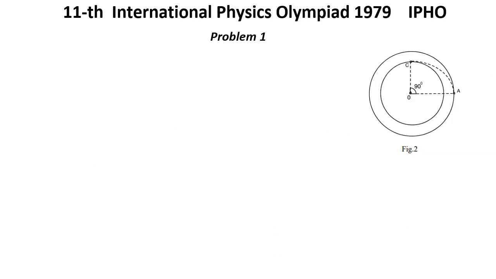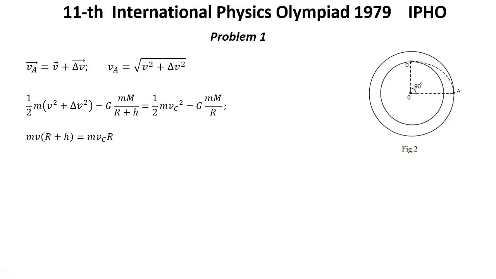Solution for question 2. In the second case, the impulse vector is directed perpendicular to the initial velocity vector. Thus we have these two expressions for the vector VA. Based on the energy conservation law in this case, and from the momentum conservation, the equations can be written in the form of these two equations.